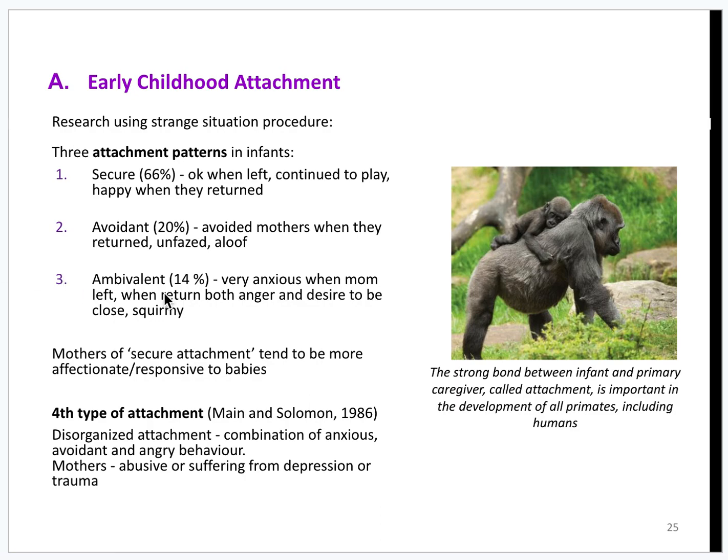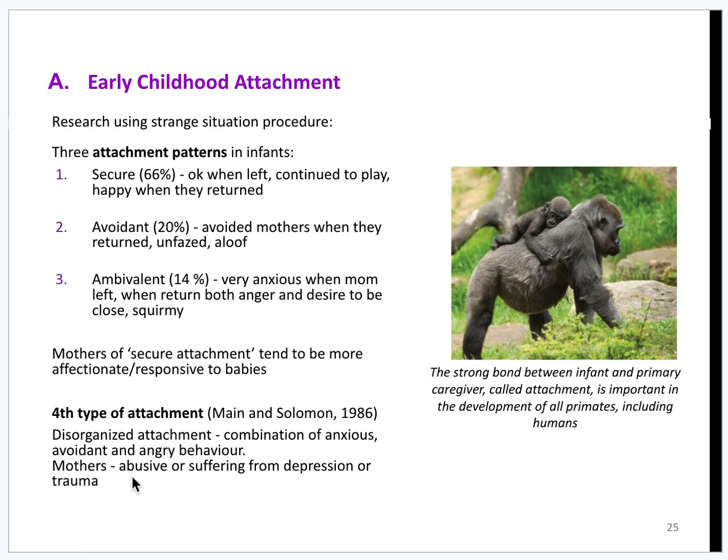Then there's ambivalent, which was 14%, which was very anxious when the mom left, right? Very anxious. And then when the mother came back, the child was angry, wanted to be with the mom, but was squirmy: I want to be with you, but I'm mad at you at the same time. So mothers of securely attached children tend to be more affectionate and responsive to babies. That's one of the things that he concluded.